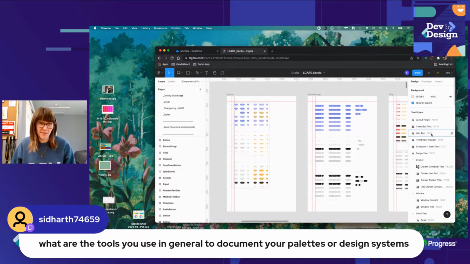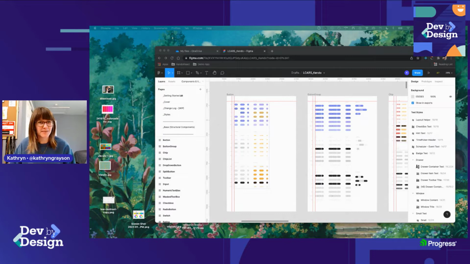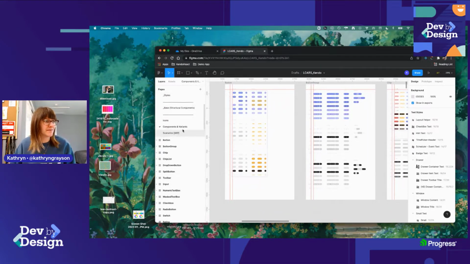So that's my preference personally. If you have any kind of specific question beyond that, drop it in the chat, let me know. But most of the time, the answer is Figma. Big fan of Figma.